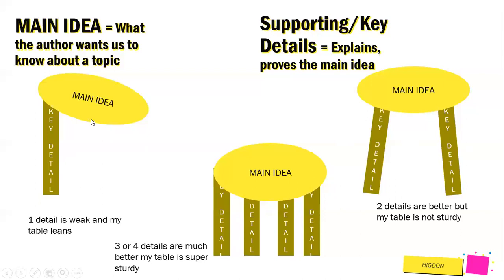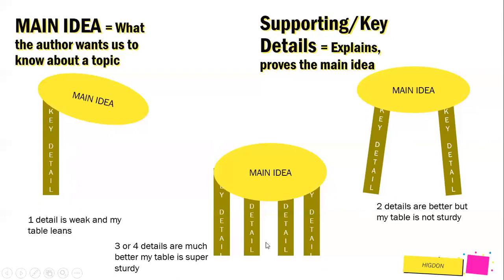The author wants us to know about a topic, and so he or she shows us that main idea by providing those key details. Think of the key details as a leg on a table. One key detail is too weak and cannot hold up the main idea all by itself or prove that main idea all by itself. 2 key details are better, but the table's not quite sturdy. It's a little wobbly, not strong.